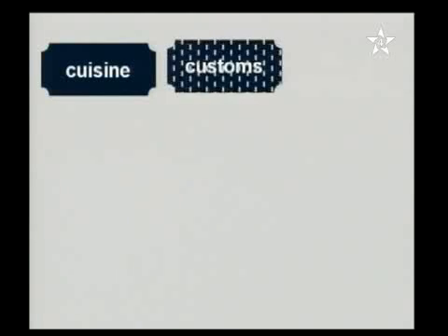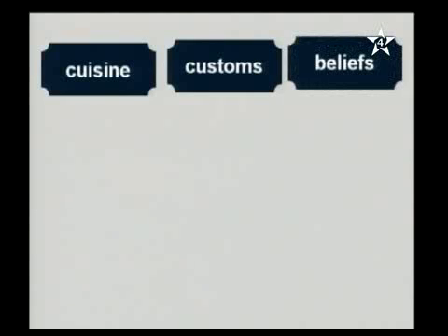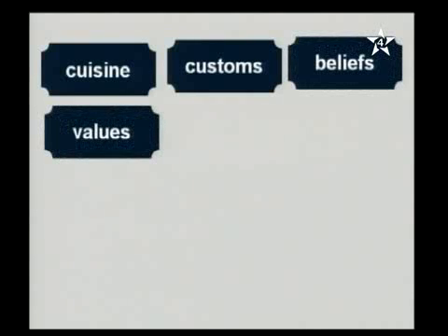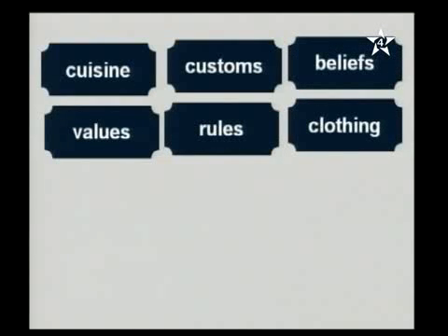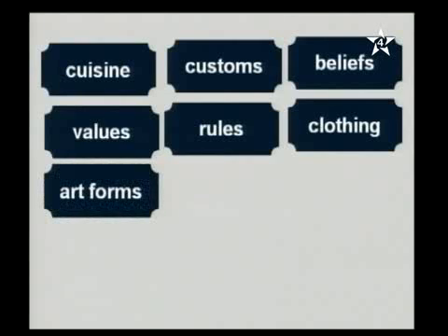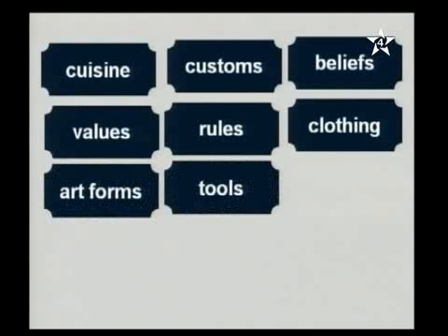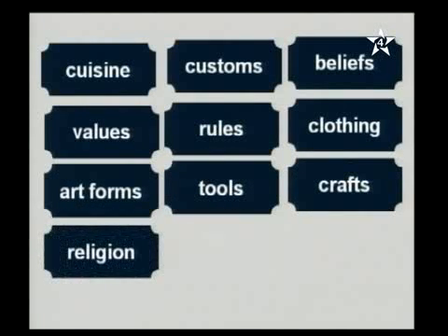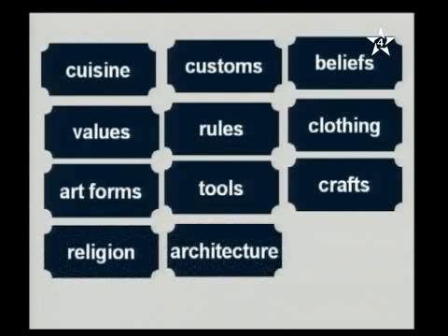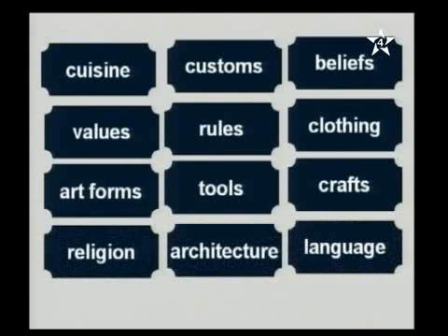Here we are. Cuisine. Cuisine is one component of culture. Customs, beliefs, values, rules, clothing, art forms, tools, crafts, religion, architecture, language. So as I said, these are some of the components of each culture.